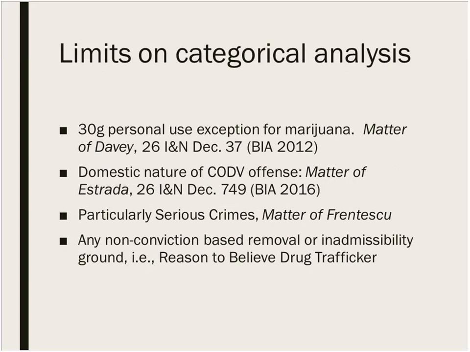The 30-gram personal use exception for marijuana, the domestic nature of a crime of domestic violence offense, and also particularly serious crimes, which are bars to asylum and withholding of removal. Those are very fact-based analyses, and the factors are in Matter of Frentescu. And then, as Andrea mentioned, any non-conviction-based removal or inadmissibility ground. And one example that we've been seeing come up more and more often in New York, once we've been winning a lot of these controlled substance arguments, is that the reason to believe drug trafficker ground is also fact-specific.